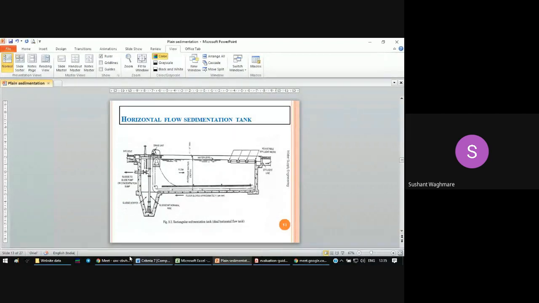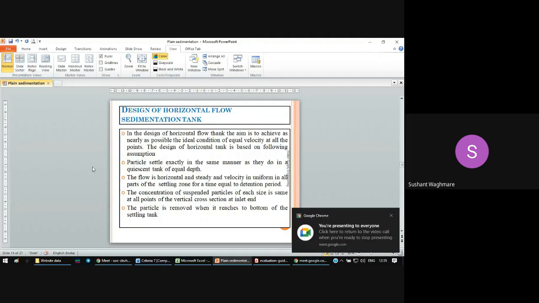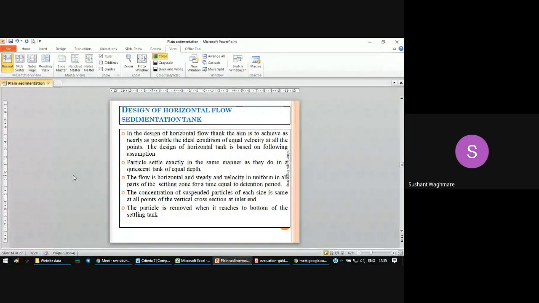Okay, so this is the horizontal flow sedimentation tank. If I need to design a sedimentation tank, firstly we have to make sure that we know how much amount of water we are getting treated.